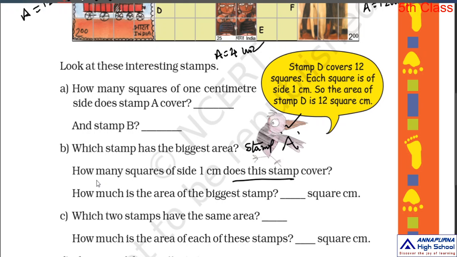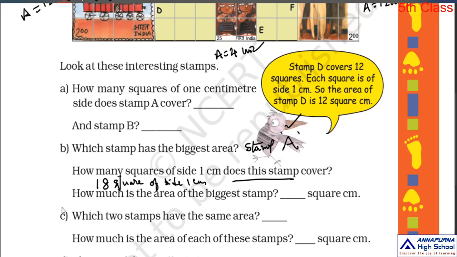Answer is 18 squares. How many squares are there? 18 squares of side 1 centimeter. That's all. That means this stamp A covers 18 squares. That means stamp A consists of 18 squares.